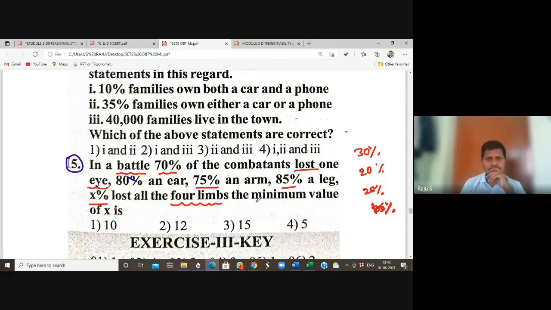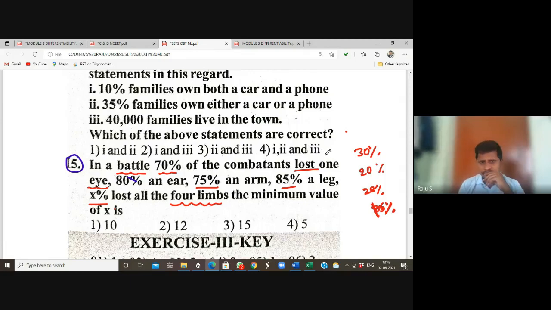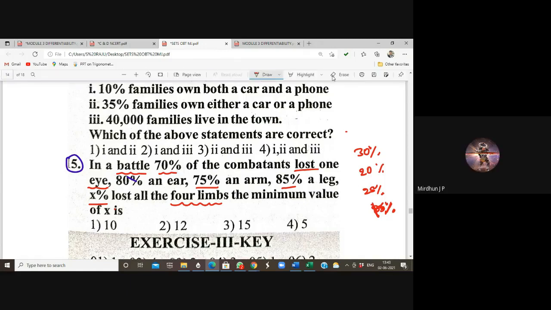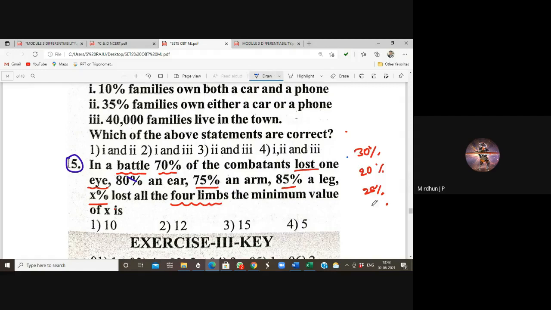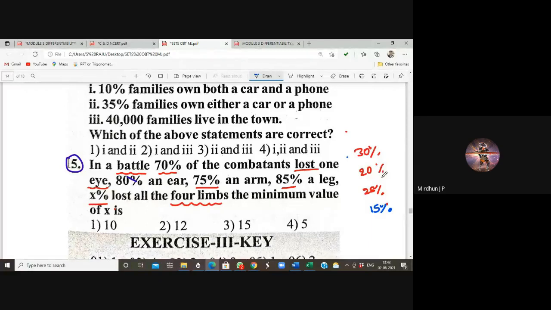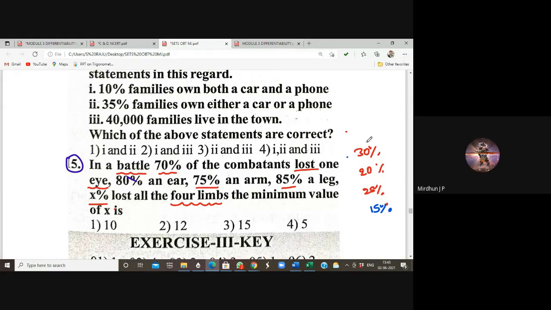Yes. Sir, 25 minus 15, sir. What? 25 minus 15. I don't know, sir. Sir, 100 minus the rest of them, sir. How can you say it is 100 minus the rest? Sir, these many percent do not lose anything, sir. Okay, so opposite to them will be the maximum who lost all the four things. So we can do like that.